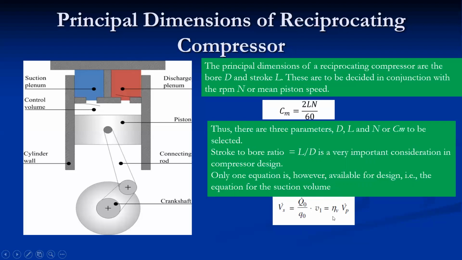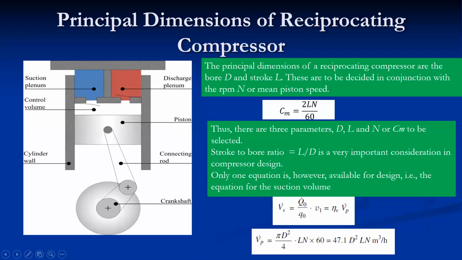Another equation we have is in terms of volumetric efficiency, because as per the definition, volumetric efficiency is the ratio of the actual volume inhaled to the theoretical volume. V dot P is the theoretical piston displacement, and V dot S is the actual piston displacement. V dot P is given by pi by 4 D square L N by 60, and that is for one cylinder.